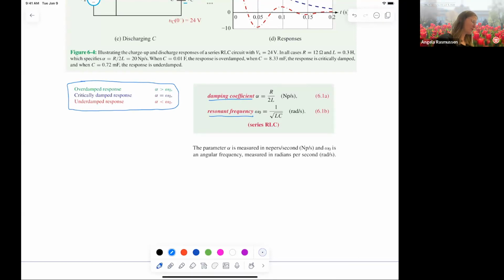And then you have this new term, or unit, I should say, and it's neepers per second. This is going to be a new term for you guys, and it's used with the parameter alpha. So neepers per second is what you're going to talk about. And then omega naught is called an angular frequency, and it's measured in radians per second. So have those handy. Those units are also ones you're going to have to get familiar with.